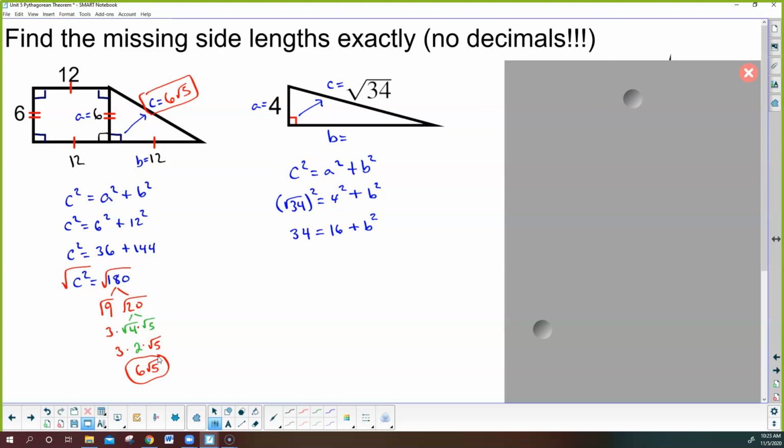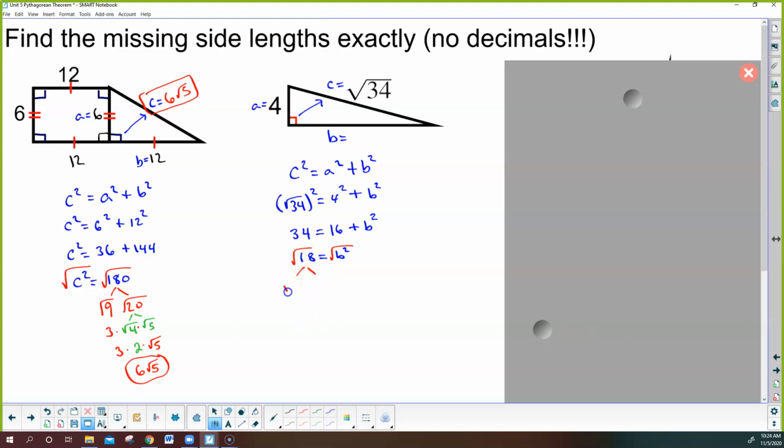But now it's just algebra. We just have to solve for B. So you take 34 minus 16. Notice I'm isolating the B squared. And then I just have to take the square root.